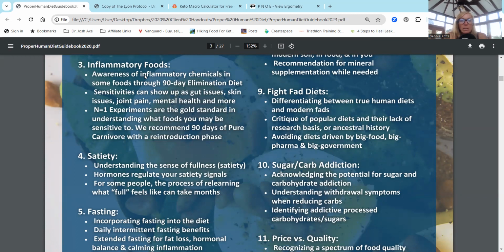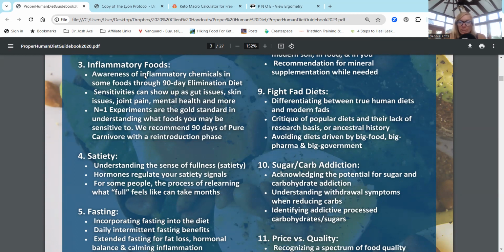Inflammatory foods. We do this as practitioners, a 90-day anti-inflammatory diet or elimination diet. And I know his wife, Nisha, just did a 90-day carnivore diet and shared how she's reintroducing foods that work for her. Nisha approved foods. I love that. Sensitivities can show up as gut issues, skin, joint pain, mental health, and more.